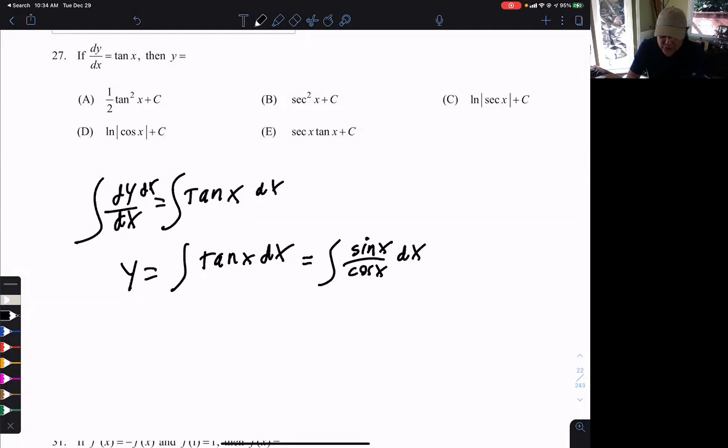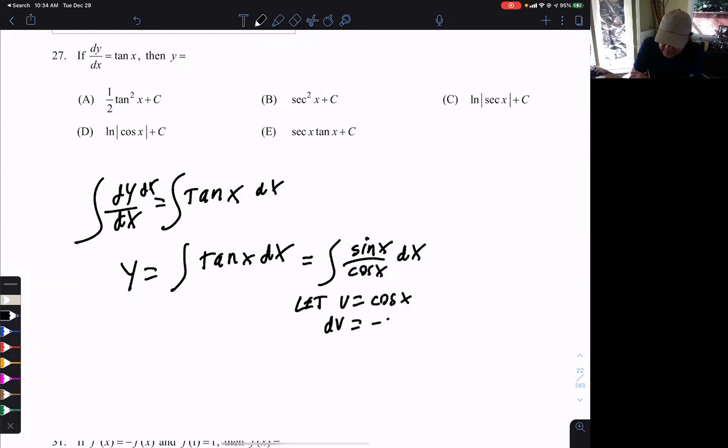And you have two choices. You can make the top u or the bottom u. And if you experience this enough, it's going to be the bottom generally, not always. And you can trial and error. Try letting u be the top and you will get stuck. So we are going to do a u sub, let u equal cos x.